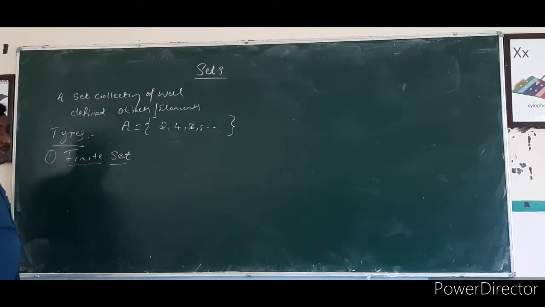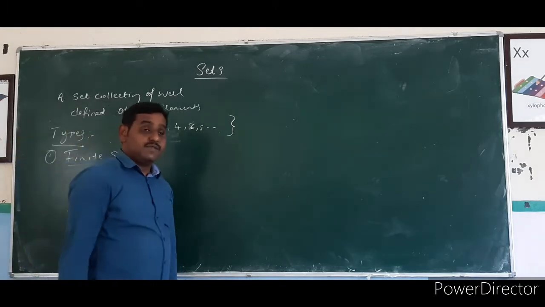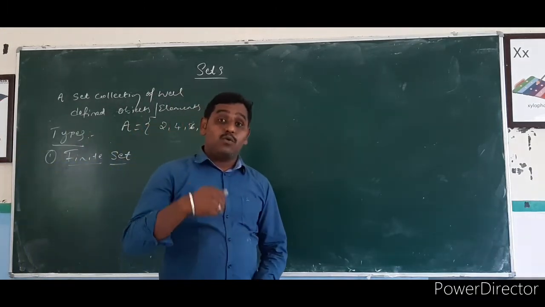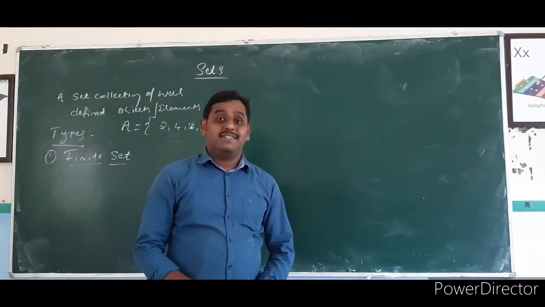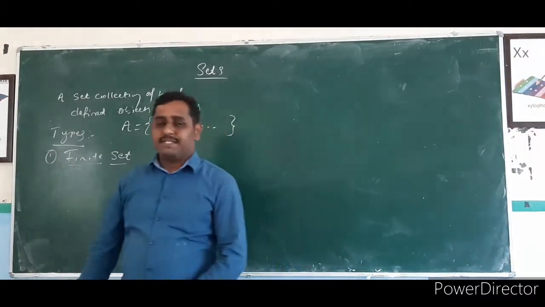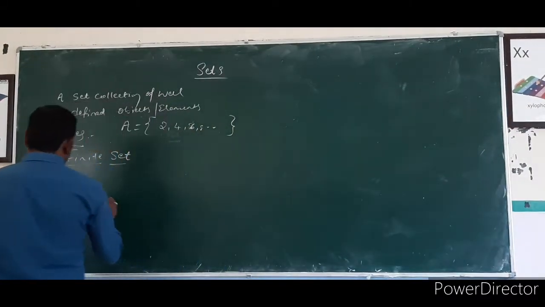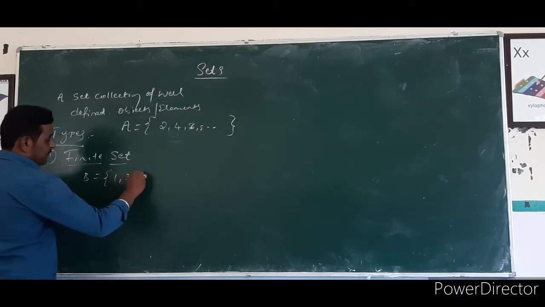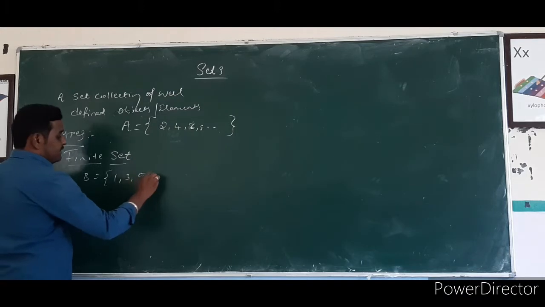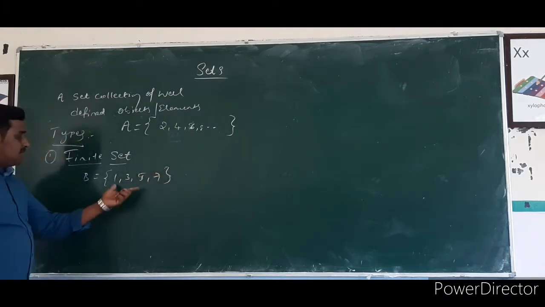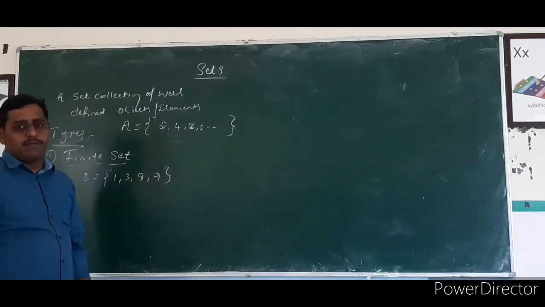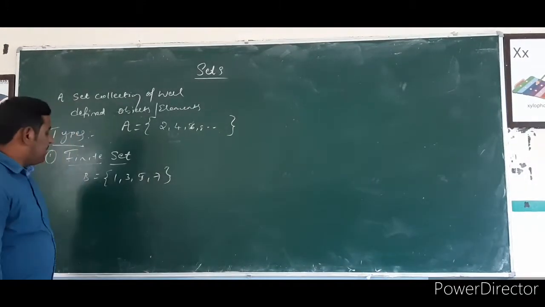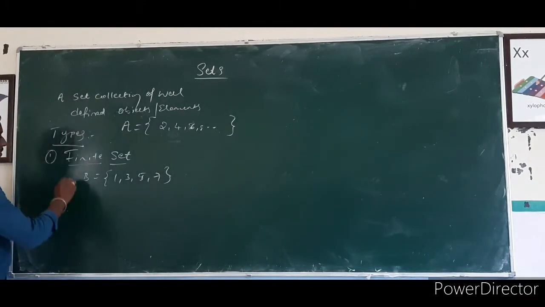What is meant by finite set? In a finite set we can count the number of elements in the set. Suppose I am taking set B is equal to 1, 2, 3, 4, 5, 7. So it is finite. You can easily count the number of elements within the curly brackets. That's why this set is called finite set.